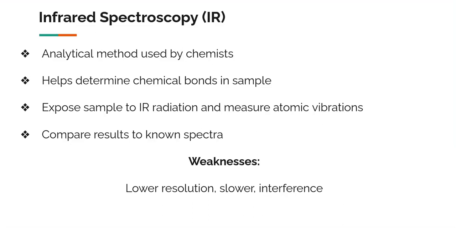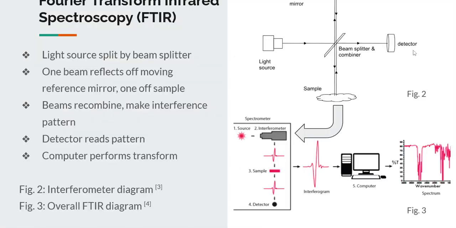IR isn't perfect though. Its resolution isn't all that high, it's a slower method, and it suffers from a lot of interference. Luckily, we adapted, introducing FTIR, Fourier transform infrared spectroscopy. This allows a light source to be split by a beam splitter. This will send one beam to reflect off a moving reference mirror and another to reflect off your sample. The beams then recombine, make an interference pattern, and are read by the detector.